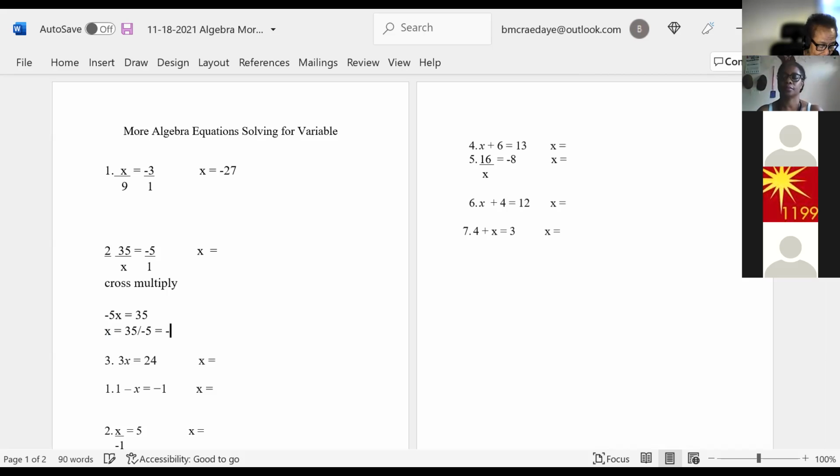Unlike signs multiply to give you negative. So your x then would be negative 7. You still cross multiply, but Maureen, remember when you cross multiply, you multiply the numerator times this denominator, and the numerator times this denominator. So you get 35 times 1 is 35, and minus 5 times x is minus 5x. What number times minus 5 gives you 35? And that's a minus, because minus times minus gives you plus.